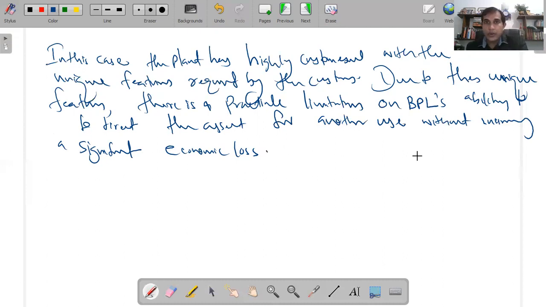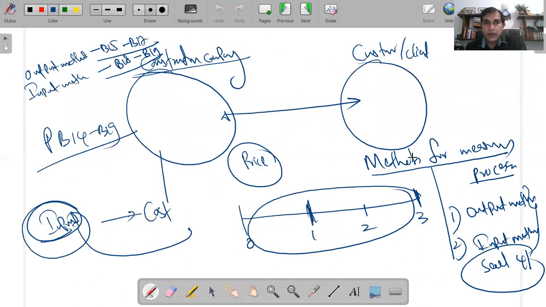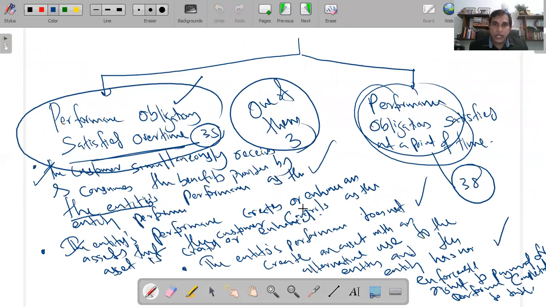Therefore, you can match that one to the third bullet point: the entity's performance does not create an asset with an alternative use to the entity. So this last bullet point is satisfied, because one is enough. One of all these three is enough to identify a performance obligation as satisfied over a period of time. Right? So you need to explain like this.